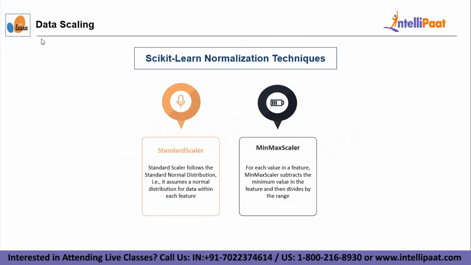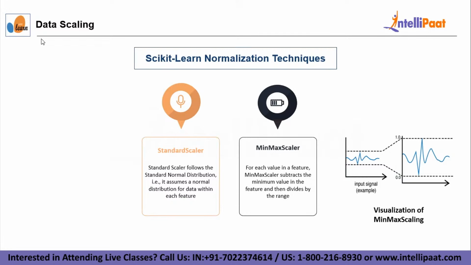For each value in a feature, min-max scaler subtracts the minimum value in the feature and then divides by the range. The range is the difference between the original maximum and original minimum. Guys, basically this min-max scaler preserves the shape of the original distribution. It doesn't meaningfully change the information embedded in the original data. Like you can see the graph over here, right? So what it does is it converts it into a range of 0 to 1. Alright?